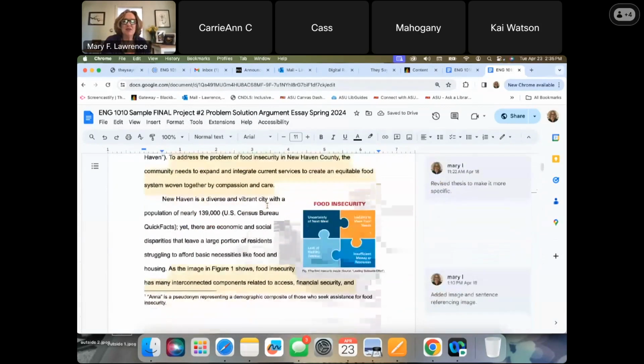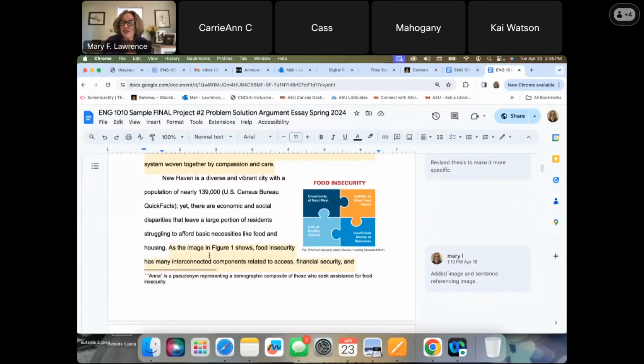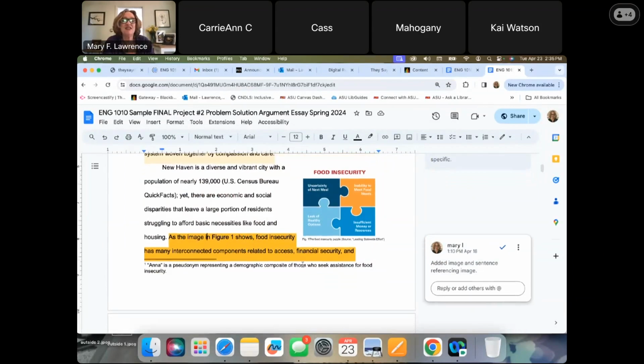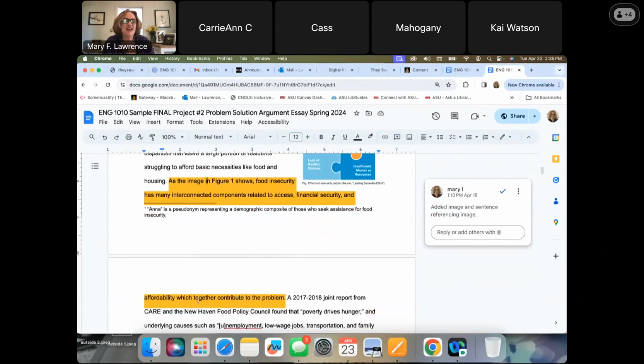Let me back up here. And then you also want to add text that refers to the image. So I said, as the image in figure 1 shows, food insecurity has many interconnected components related to access, financial security, and affordability, which together contribute to the problem. So just one sentence. You don't want to just plop your image in. You want to make sure to explain it or give reference to it.